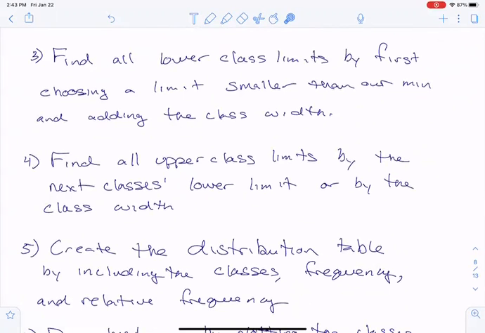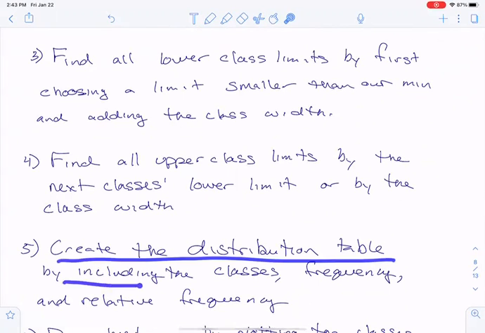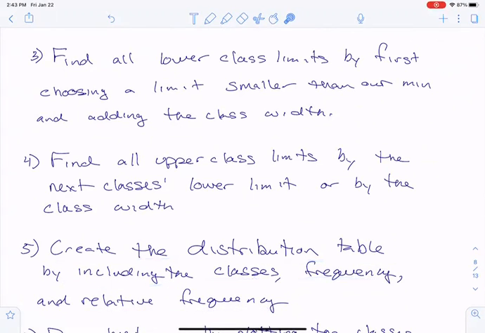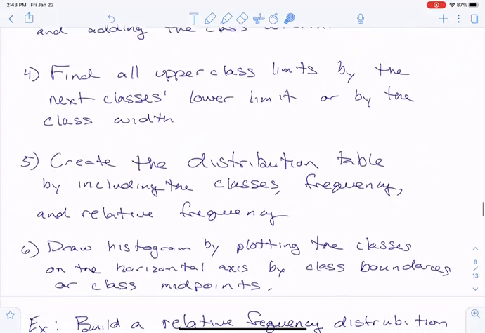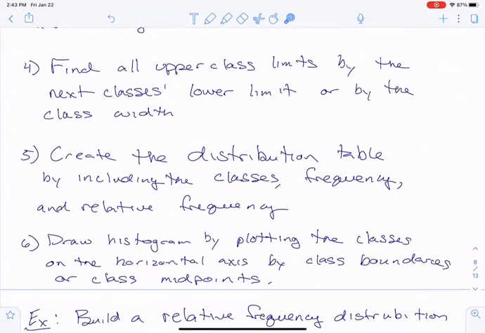Fifth, we can actually create the distribution by looking at the classes in the table, doing the frequency and then the relative frequency. So we're going to count them. We know what the total should be, and we'll find the relative frequency. Finally, we're going to draw this histogram by plotting the classes on a horizontal axis by class boundaries, and then using the heights to distinguish what bars we have for our histogram.